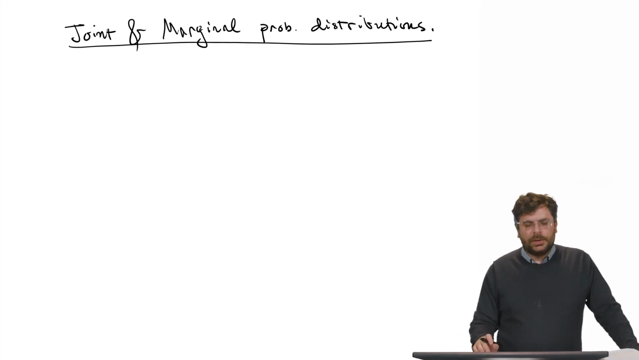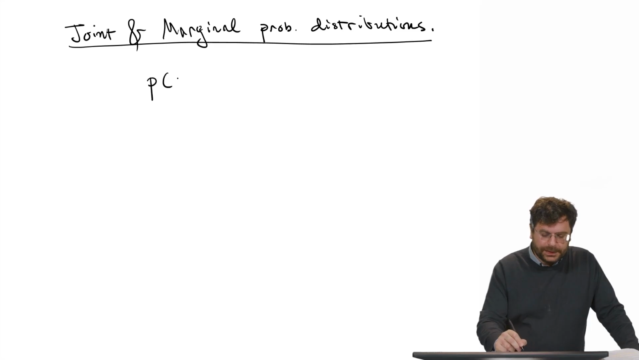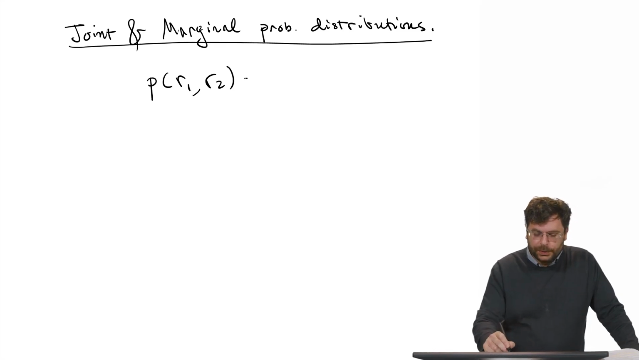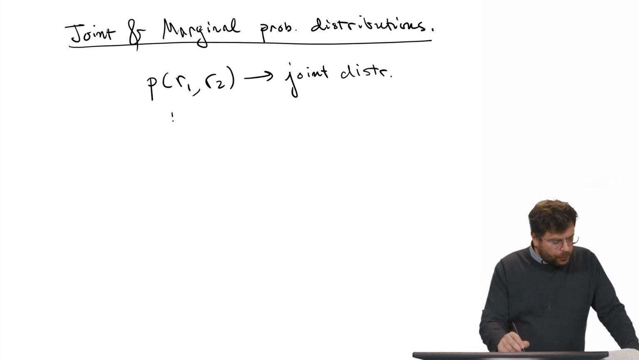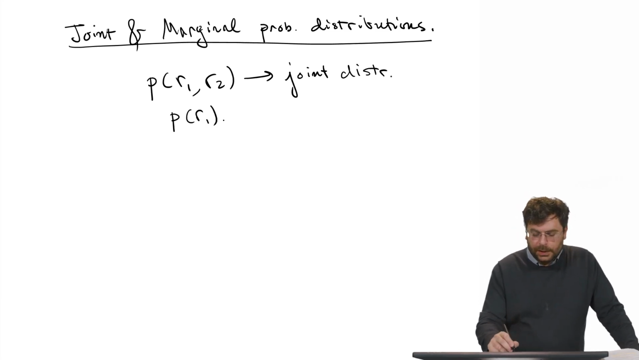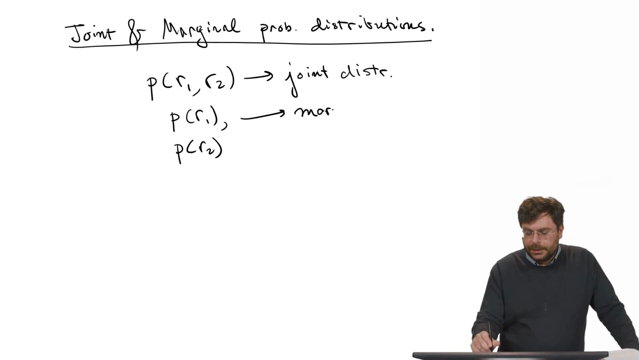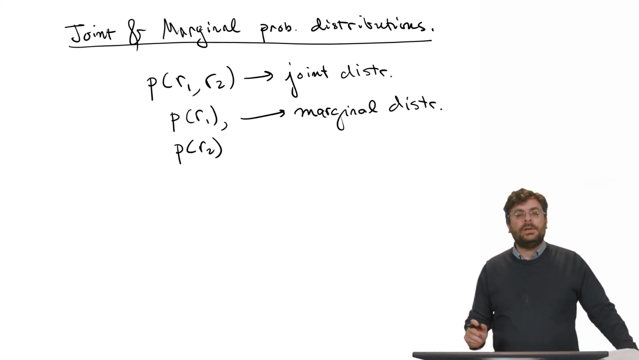So we can ask ourselves the question, what is a joint distribution? Well, when we have distributions that depend on very many variables, the joint distribution is a distribution on all of those variables. So for example, if I were to write down a density on R1, R2, this would be an example of a joint distribution. While a probability distribution P of R1 or a distribution P of R2, those would be examples of marginal distributions, distributions that depend on only one variable.